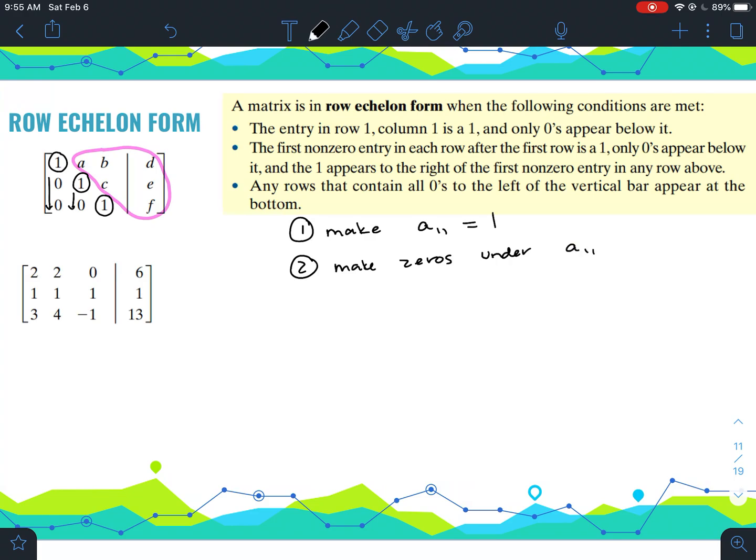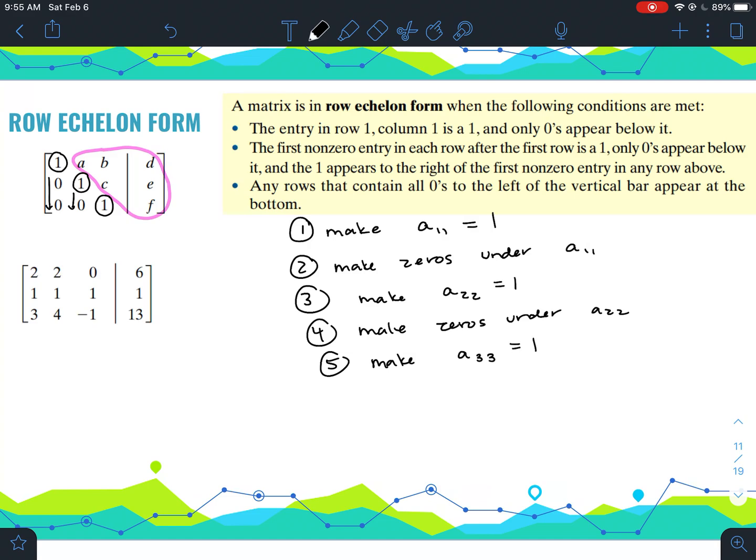So then after you get that first entry to be 1, then you want to make zeros underneath it using row operations. Then step 3 is you want to make the entry in the second row, second column 1 and then make zeros under that second row, second entry. And then step 4 is you want to make the entry in the third row, third column equal to 1, etc., etc. So the first step is you want to make that first entry 1.